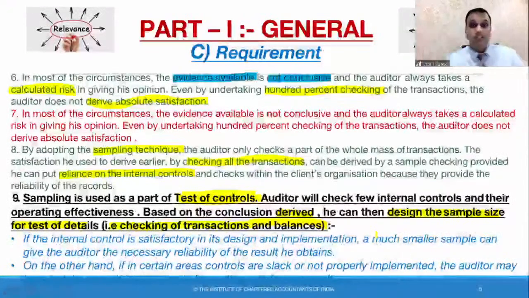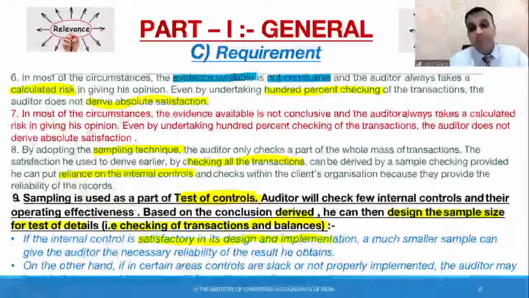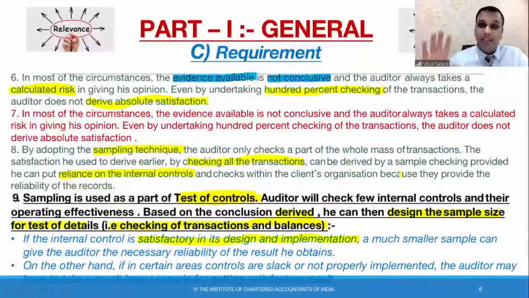So it gives us in detail further. If the internal control is satisfactory in its design and implementation, the organization would have designed the internal controls, the biometrics, the access security, the network operation. We have done in the previous chapter, general IT controls, application controls, IT dependent controls are the controls in an automated environment. And whatever the other internal controls are, you have covered that in chapter 4.